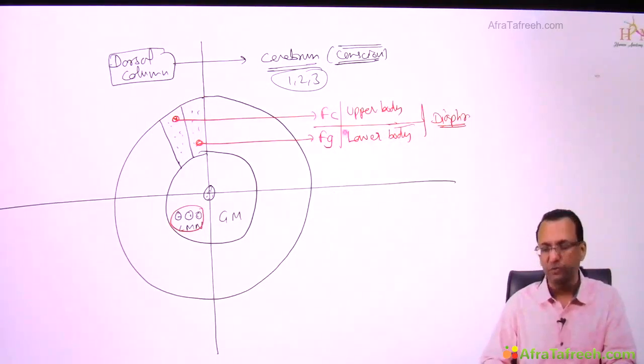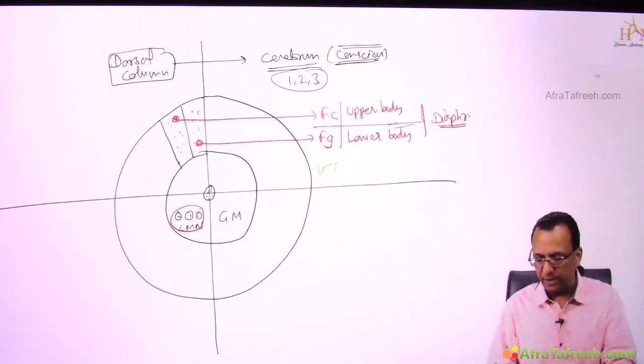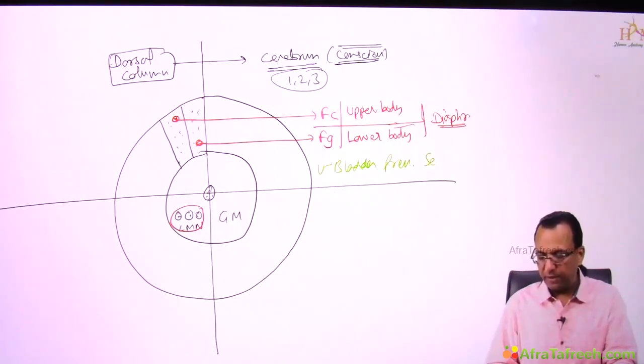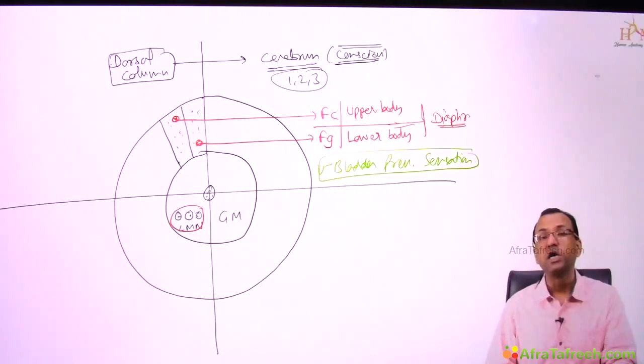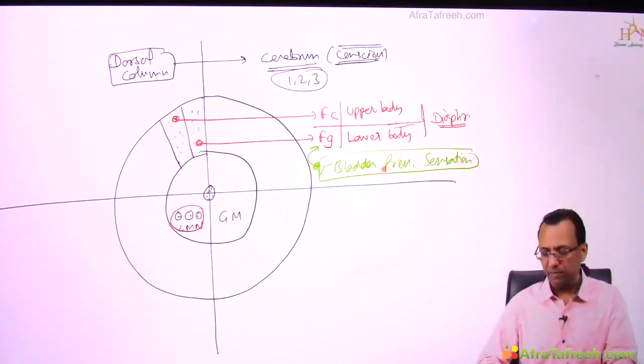I got a question for you. I'm asking, which of the two will carry urinary bladder pressure sensation? Urinary bladder pressure sensation is carried by which of the two? And your answer is body below the diaphragm, fasciculus gracilis. Since the urinary bladder pressure sensation is from the body below the diaphragm, it will be carried by the fasciculus gracilis.